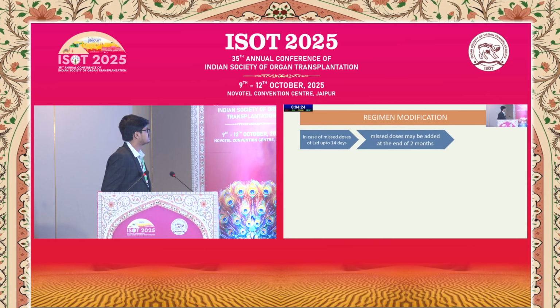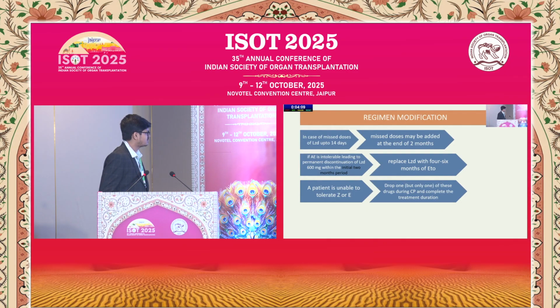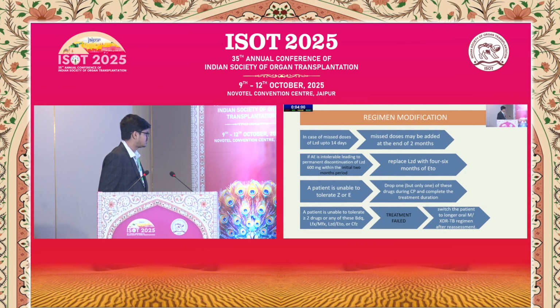During the regimen, if the patient missed the dose of linezolid up to 14 days, the missed dose may be added at the end of the 2 months. For some reason, if we need to discontinue linezolid within the first 2 months, then linezolid should be replaced with 4 to 6 months of ethionamide. If the patient is unable to tolerate pyrazinamide and ethambutol in the continuation phase, drop one medication and continue the rest of the medicine for the treatment duration. If the patient is unable to tolerate more than 2 drugs or any of the bedaquiline, moxifloxacin, linezolid or clofazimine, consider the treatment failed and we switch to longer regimen therapy.